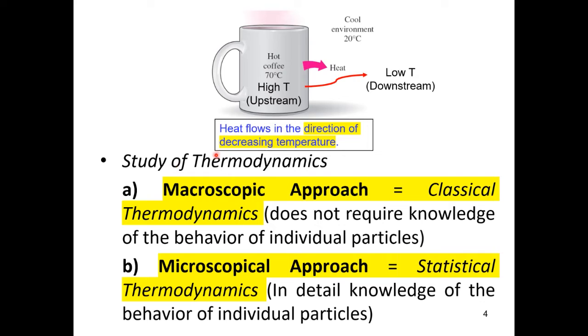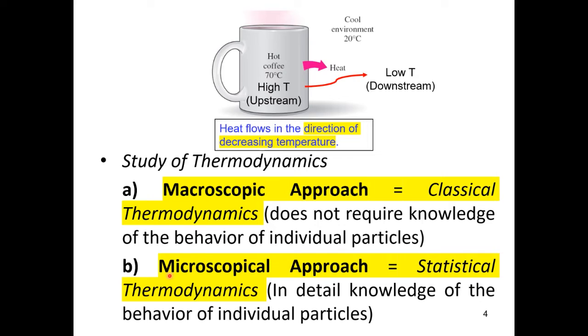The study of thermodynamics can be divided into two. One is the macroscopic approach, which we also call classical thermodynamics. In classical thermodynamics or the macroscopic approach, we do not require knowledge of the behavior of individual particles, meaning whatever happens in the molecules inside, we are not really taking into consideration. Macro means a bigger scale, a bigger approach. When we see with the naked eye, we cannot see the particles. So that is a macroscopic view.